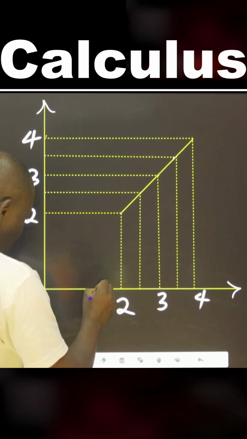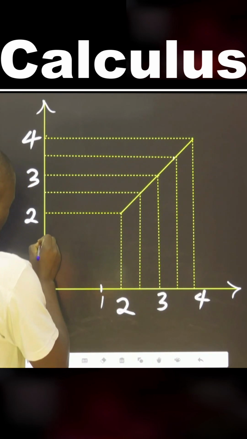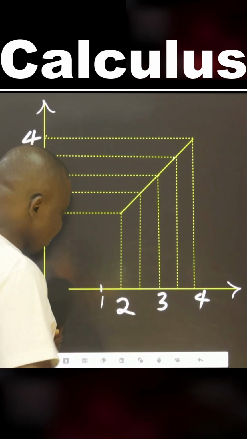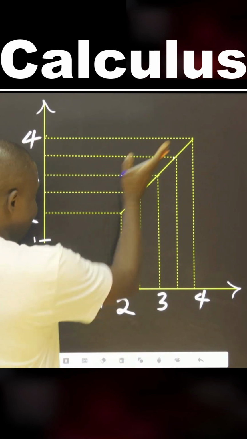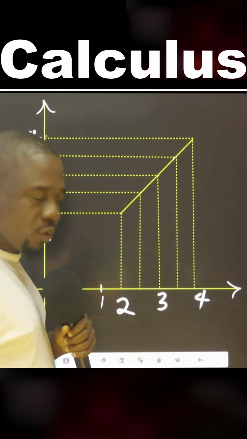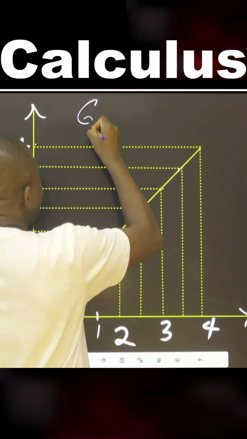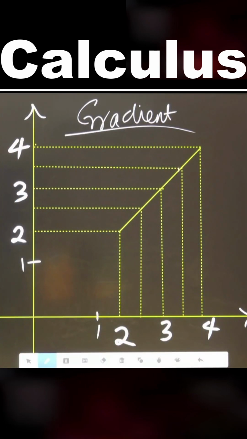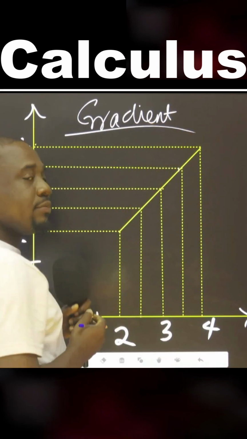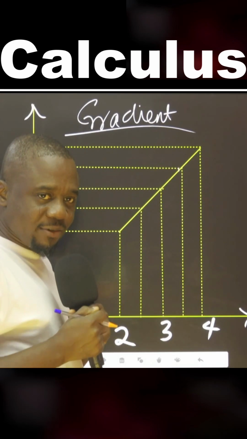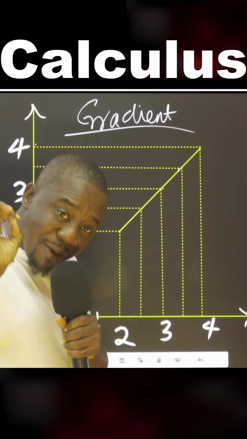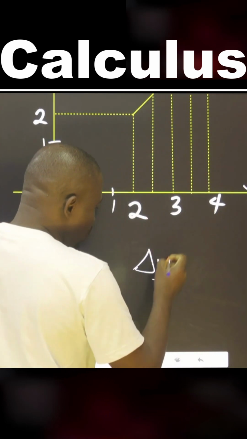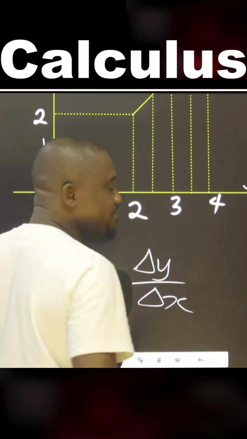Now, let's say somewhere here is 1. Somewhere here is 1. Okay? I know it's not perfect, okay? Just understand what I'm doing. Now, this line is called a slope. Okay? What we want to do here, I want to calculate the gradient. The gradient of what? A slope. This is a slope. We want to calculate the gradient. What is gradient? Gradient simply means a change in y over change in x.